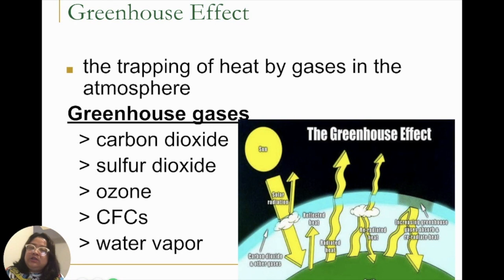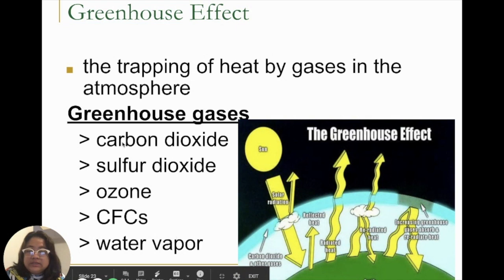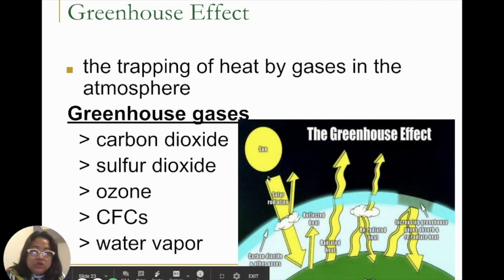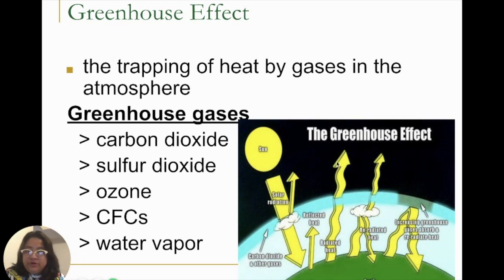The greenhouse effect is the trapping of heat by gases in the atmosphere. These are the greenhouse gases: carbon dioxide, sulfur dioxide, ozone, CFCs, and water vapor. The solar radiation enters the Earth, and then it gets trapped by all those gases, and some of it bounces back to the universe, right?